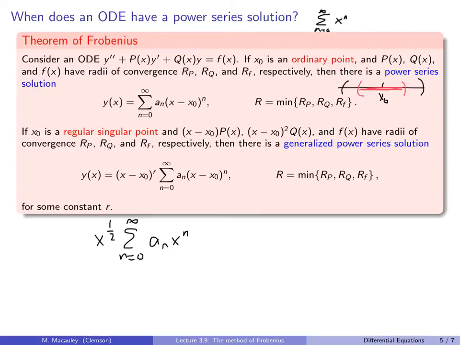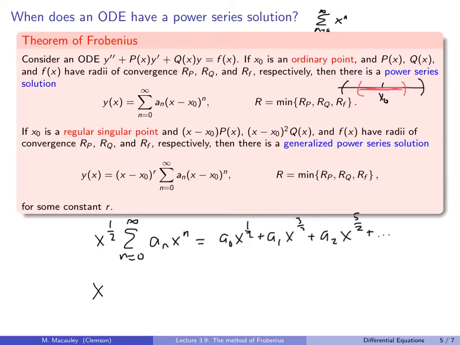So what that means is, you have a naught x to the 1/2 plus a1 x to the 3/2 plus a2 x to the 5/2, and so forth. So when you have a regular singular point, you might have solutions that aren't quite power series, but they're pretty darn close. It's like a power series multiplied by something else.